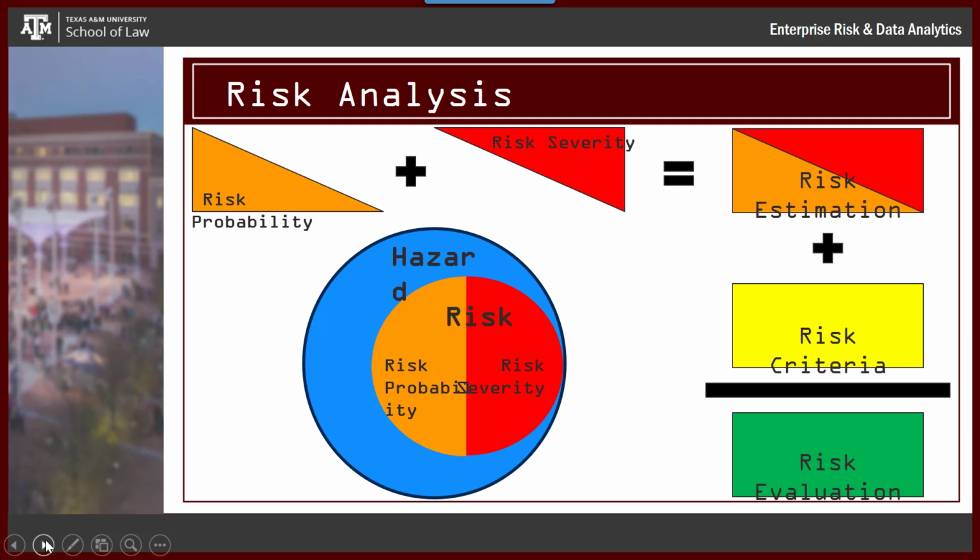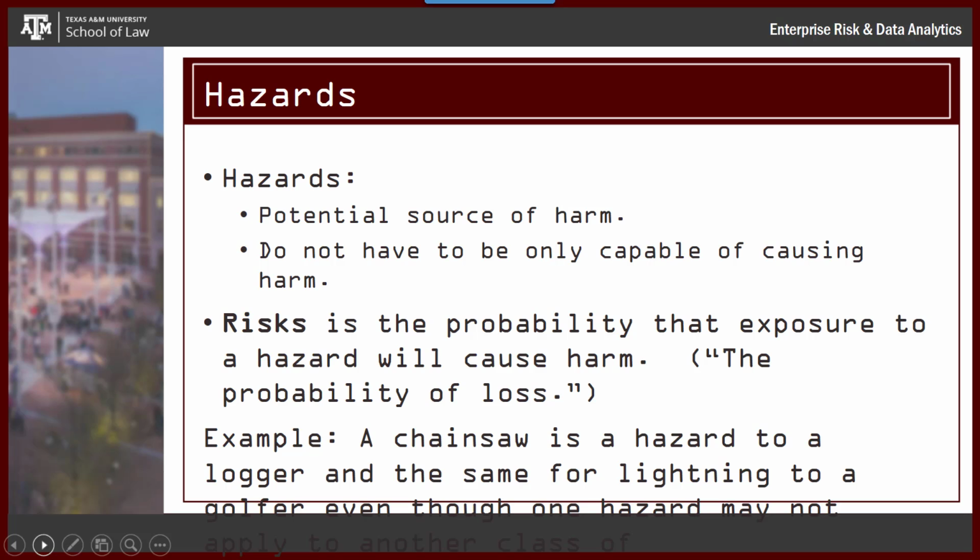Okay, my slide got a little offset here with the hazard risk, but basically what we do is we look at the probability, we look at the severity or the impact, and we come up with an estimation. Then we look at the criteria, and we say, okay, how are we going to evaluate that risk? We want to evaluate it so we can say, do we accept it? Do we avoid it? Do we mitigate it? Do we transfer it? Hazards are potential sources of harm, and they don't have to be only capable of causing harm. That's what I don't like about the term hazards.